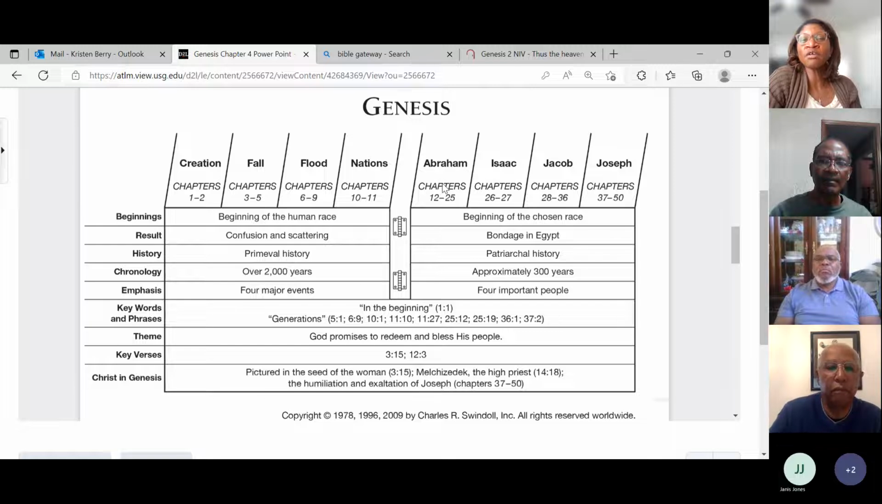Now, over the following last group here on my right-hand side, you have Abraham, Isaac, you're introduced to Jacob, and later on Joseph. These four gentlemen are considered the patriarchs. Okay, Abraham, Isaac, Jacob, Joseph.